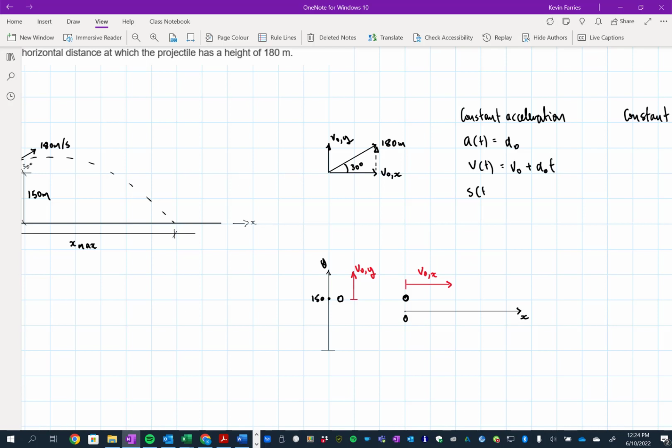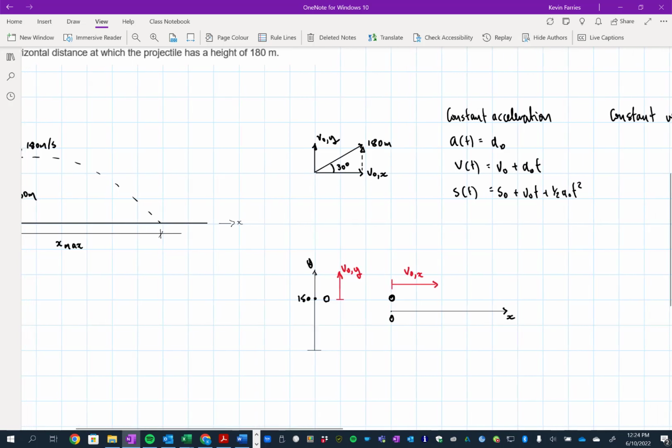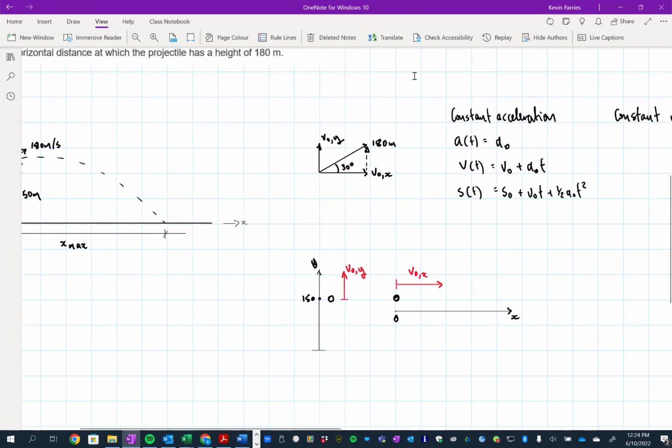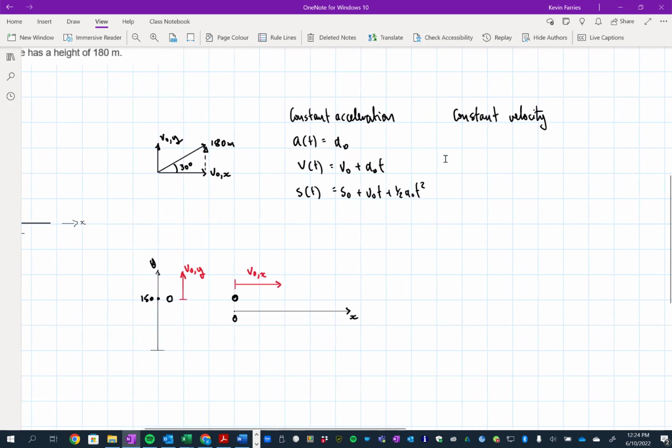And the displacement at time t is going to be equal to the initial displacement plus the velocity times time plus a half times acceleration times time squared. So those are the equations we're going to use for the vertical direction, because it's got gravity acting on it. For constant velocity, the acceleration at any time is just 0.